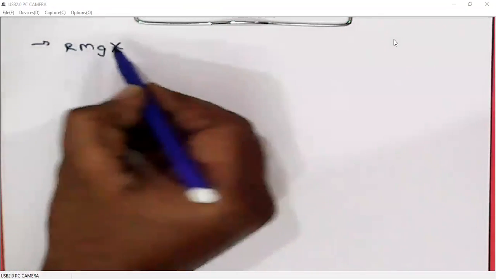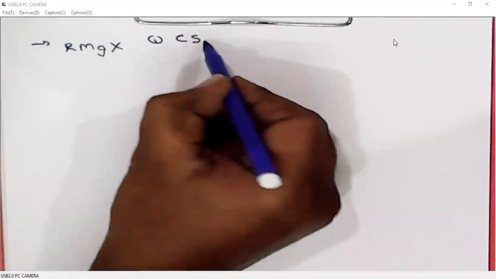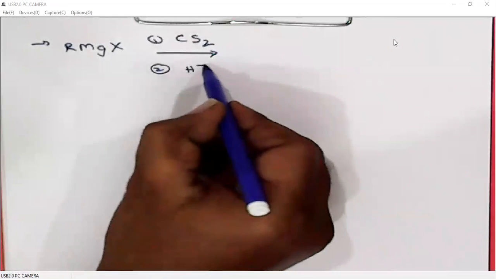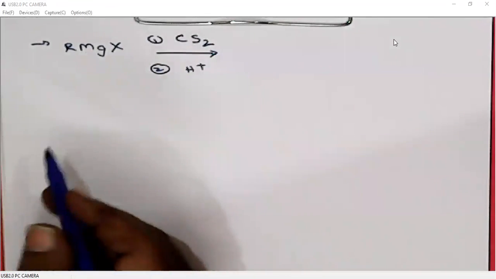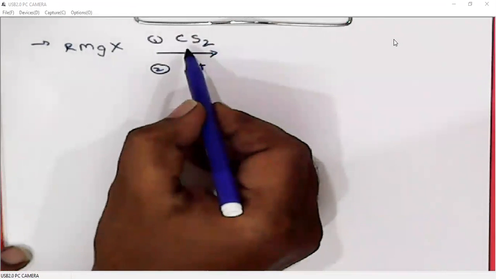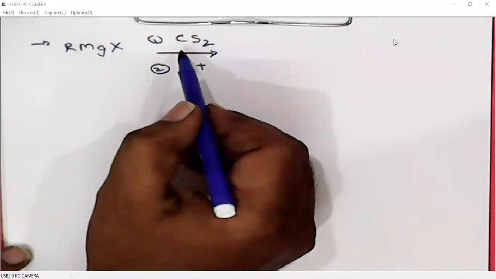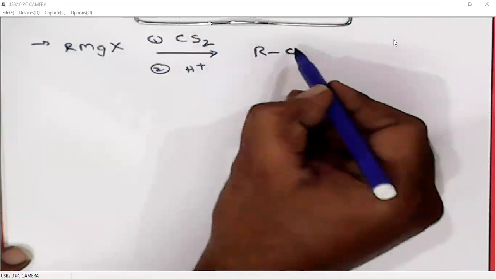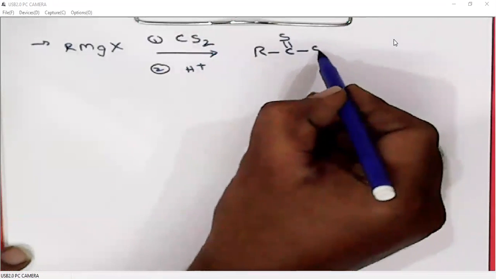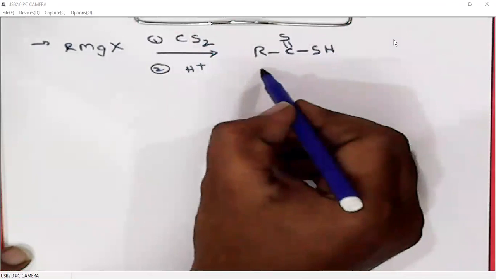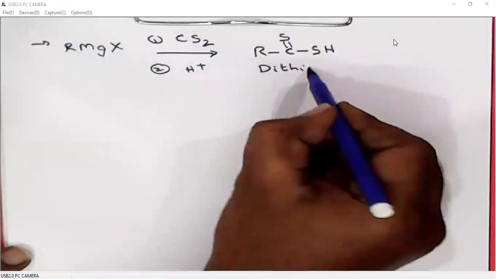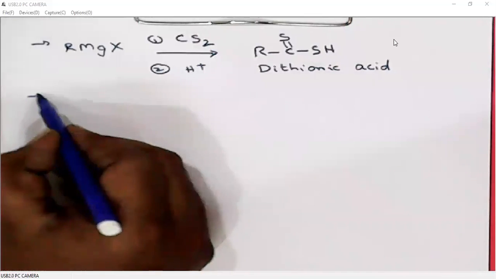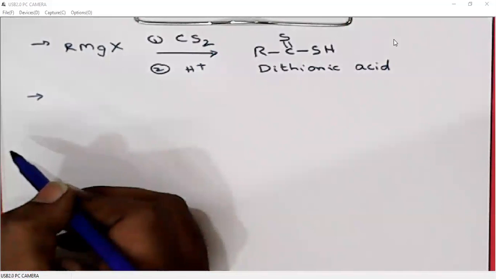Similarly, Grignard reagent will also react with carbon disulfide. When Grignard reagent is reacting with carbon dioxide, it generates carboxylic acid. Here, Grignard reagent reacts with carbon disulfide in a similar fashion and it generates dithionic acid. Dithionic acid has similar reactivity to carbon dioxide.